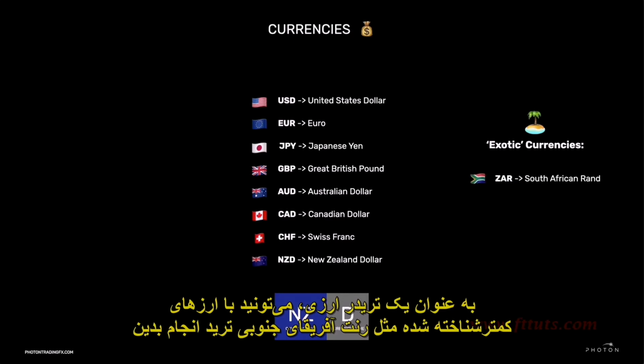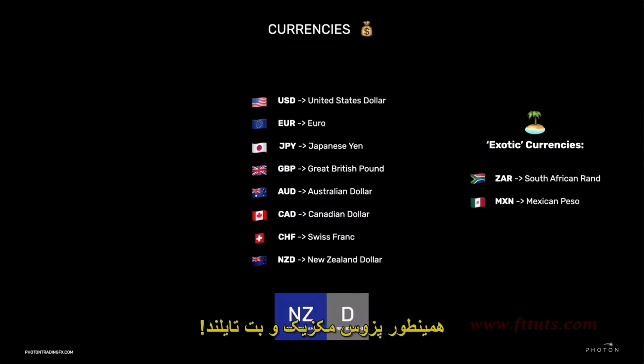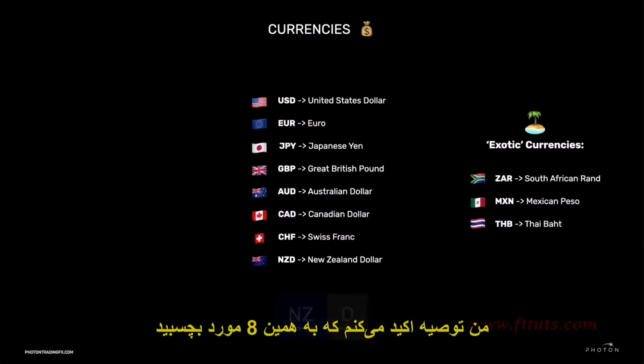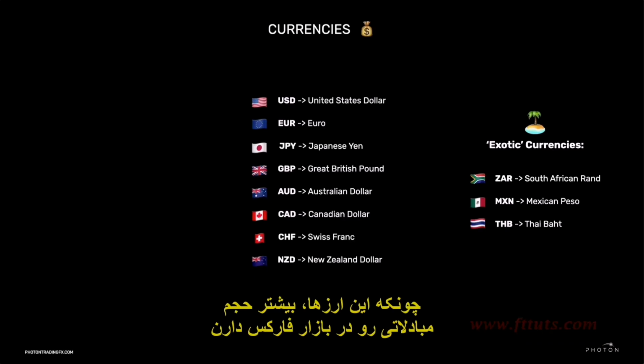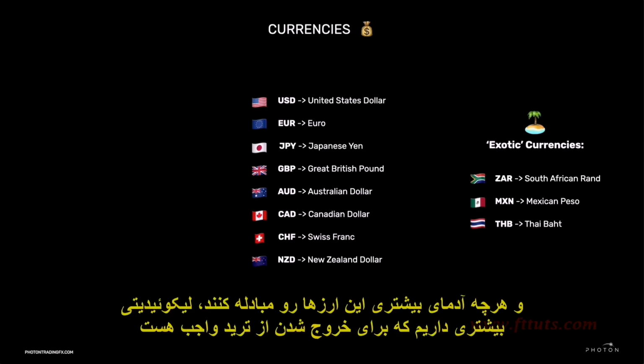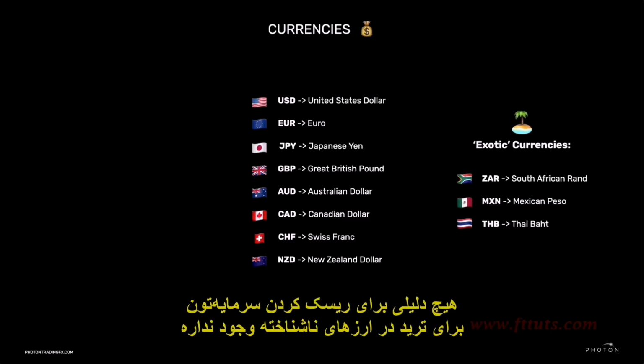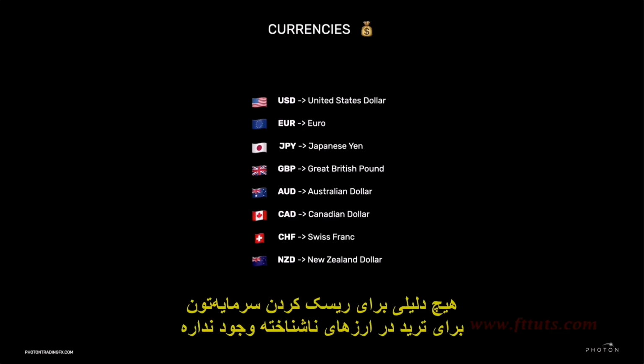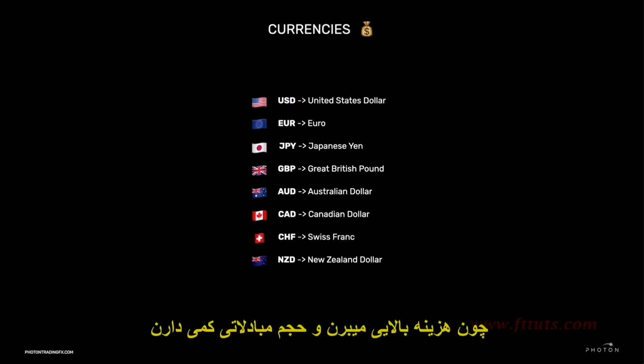So as a currency trader, you may be presented with the opportunity to trade more obscure exotic currencies such as the South African rand, the Mexican peso, or the Thai baht. Now, I would strongly advise that you stick to the major 8 listed here, as these currencies have the highest trading volume in the FX market. And high volume means that transaction costs are generally lower, and the more people are trading those currencies, leading to higher liquidity, which is vital when you need to exit a trade.